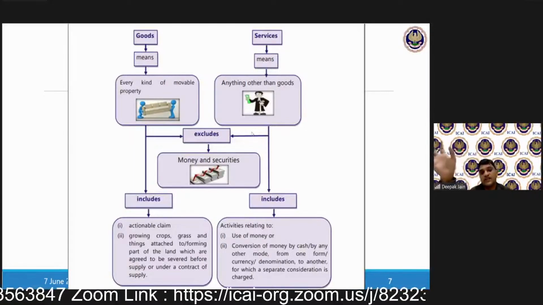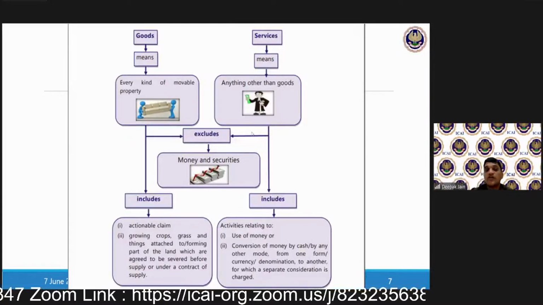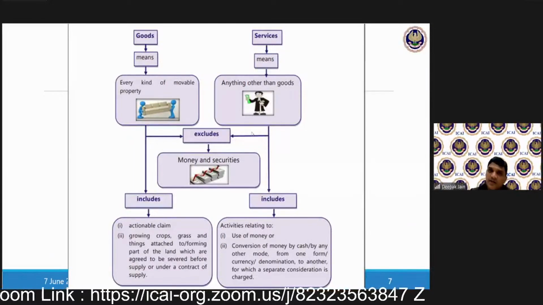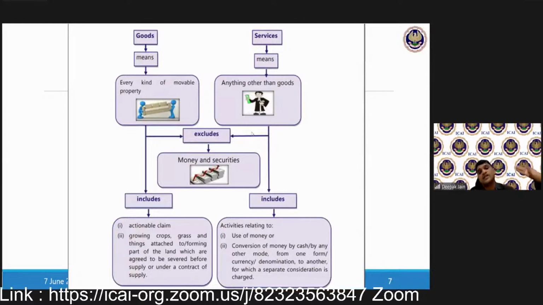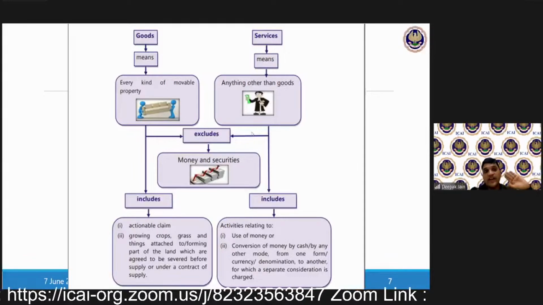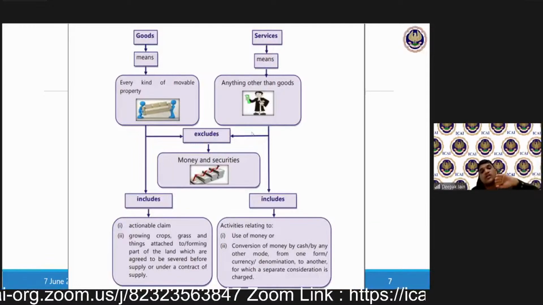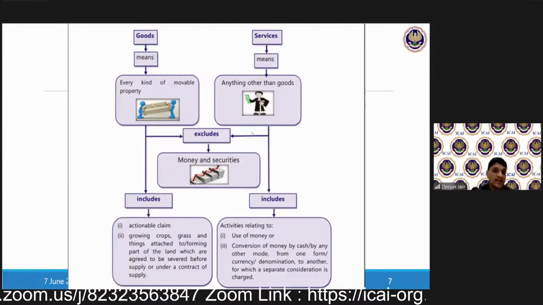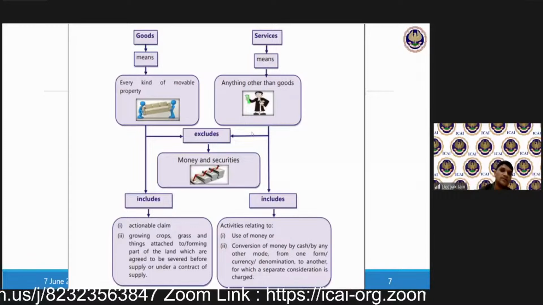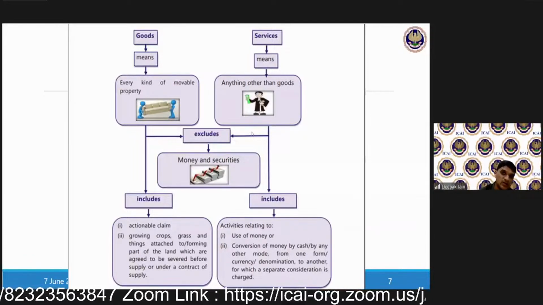Secondly, in case of services, so we understood the definition of goods. Now the definition of services. Very simple definition. Services means anything other than goods. So any kind of transactions, what we do, right? Services again, it is intangible. When you provide some service, you can't see it.